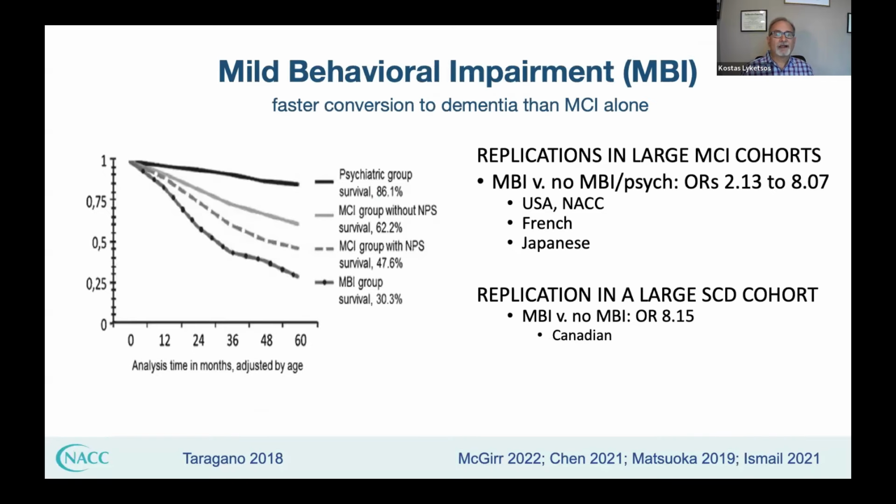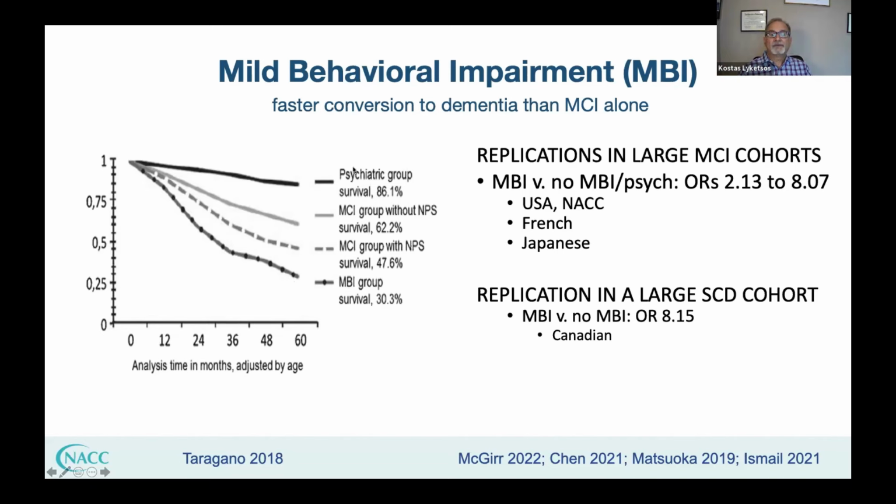So these criteria for MBI have come into a number of studies looking now more specifically at whether MBI is a predictor of progression. And much of the original work was done by Fernando Tarragona's group in Buenos Aires in Argentina. They had already done a study before the one that I'm showing you here. But this was a later study where they differentiated people with psychiatric disorders that were relapsing and still symptomatic versus people who had MBI. So they made the distinction in their study, and they looked at time to dementia, which is basically what the survival analysis is showing.